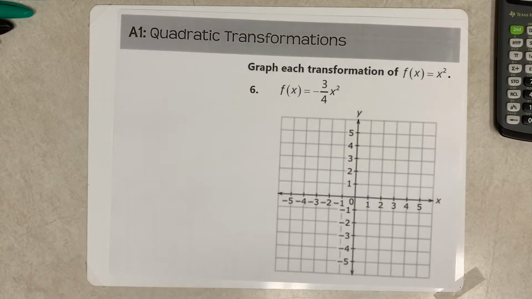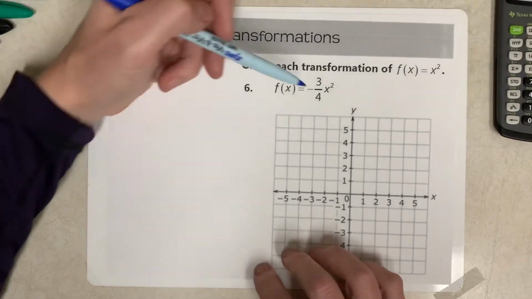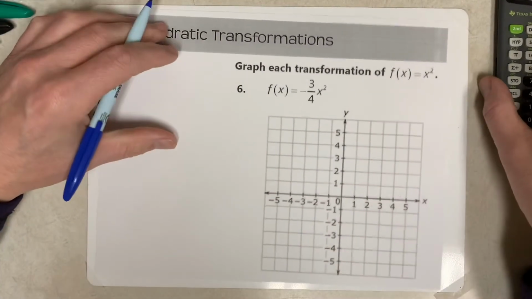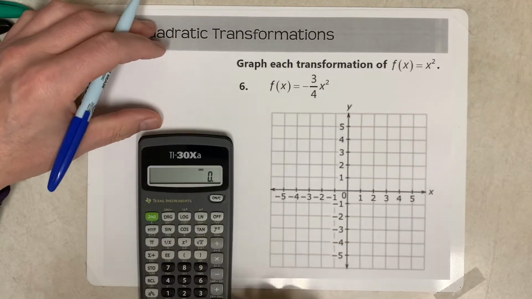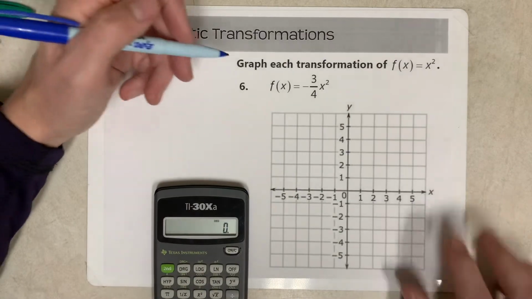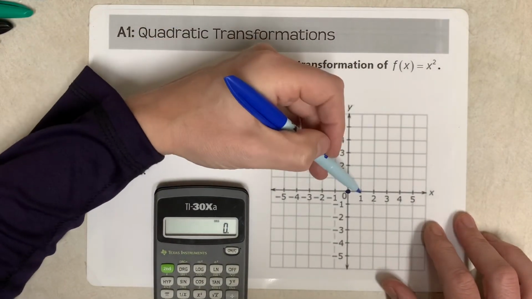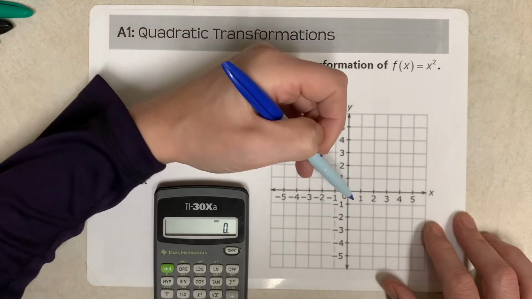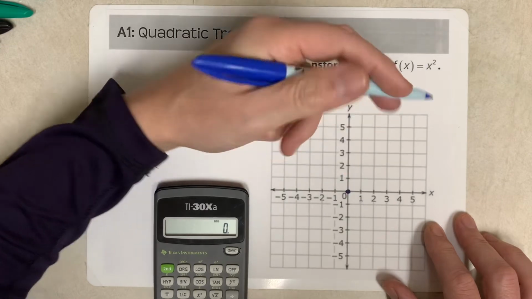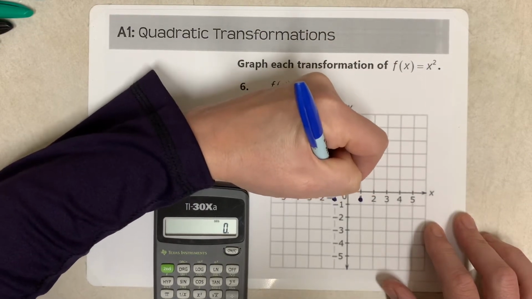Okay, this one, negative 3/4 x squared. Now, all of our y values have been flipped and they're 3/4 of what they used to be. So I'm going to use a calculator here to help us determine where some of these things are going to be going. So we're going to start at the origin. It used to be over 1, down 1, but now we're taking 3/4 of that. So it's going to be over 1, down 3/4, which is going to be about right there.